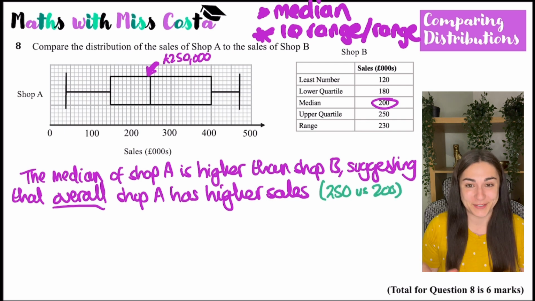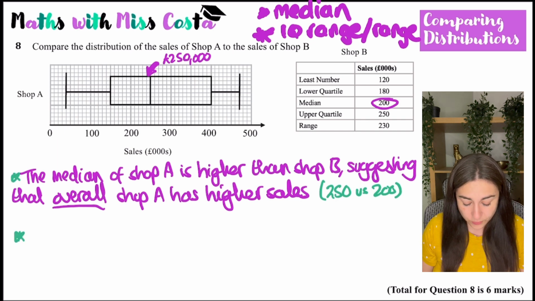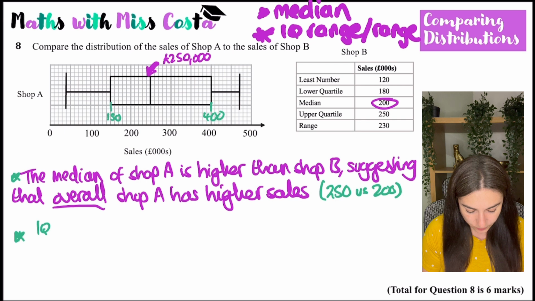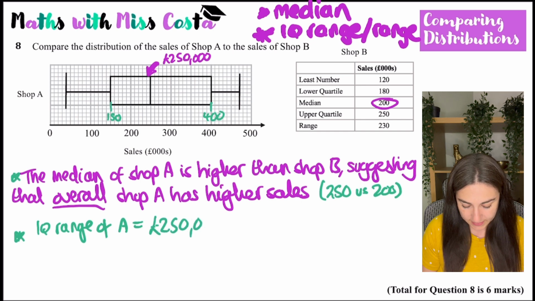So if you're going to put the values, make sure they're the right ones. So that's the first thing. And secondly, we either compare the range or the interquartile range. The interquartile range is generally a little bit more accurate. So let's do that. So over here, that is 150 and that is 400. So the interquartile range of A is 400 take away 150, which is 250,000.